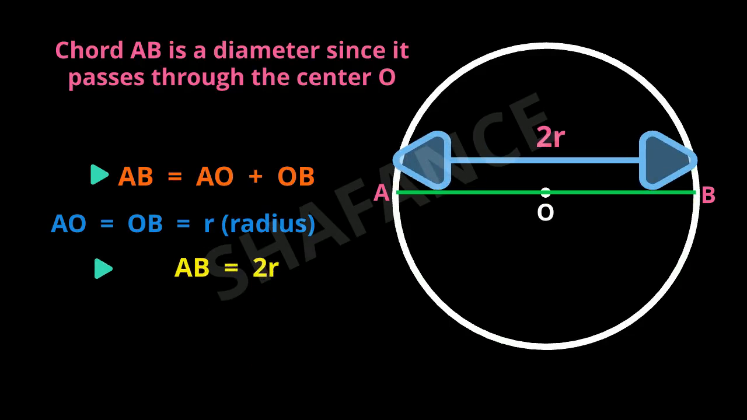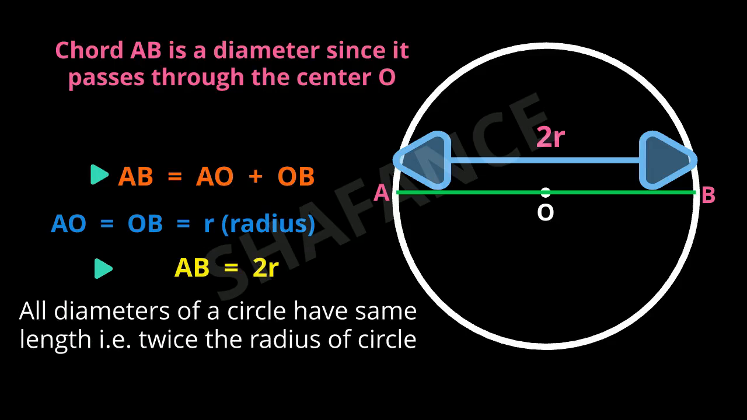AO and OB are the radius of the circle. We have already seen that. So the length of the diameter is twice the radius. So all the diameters of a circle have the same length. If we take any diameter, we will get the length of the diameter as twice the radius of the circle.